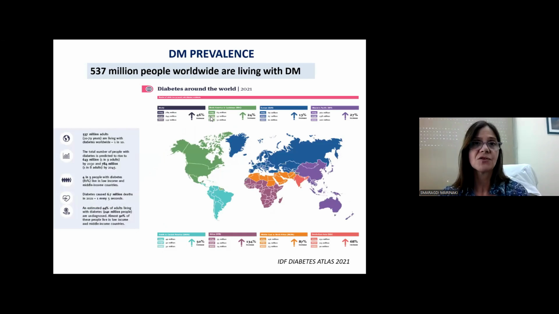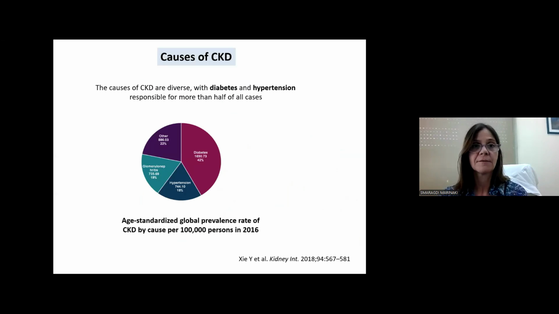And the same is true about diabetes. About 540 million people worldwide suffer from diabetes, and there is also an estimated 44% of adults, especially in low and middle income countries, that are undiagnosed. So both conditions have a very high prevalence, even higher if we count all the undiagnosed cases. And also, this prevalence is rising and is expected to rise much more until 2050.